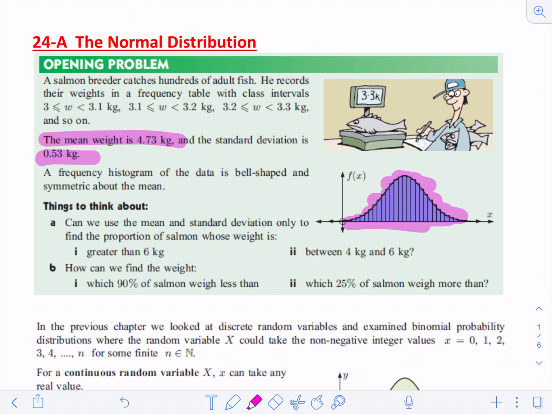That's great. But what if we want to look at certain parts of that? What if we want to look at the percentage or proportion of fish who are between 4 and 6 grams, somewhere in the middle, just those fish? Or, as it says here, can we find the weight which 90% weigh less than? So maybe here's the 90% mark, and 90% of them are below it. What percentage is that going to be? That's what we're going to talk about in this chapter when we start talking about the normal distribution. Chapter 24, which we've just started, is all about this and different applications that you can have for it as well.